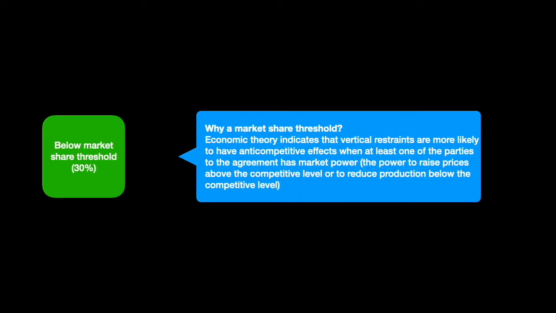Okay, so why do we have this market share threshold? Well, mostly because economic theory indicates that vertical restraints will be more likely to have anti-competitive effects when at least one of the parties to the agreement, either the buyer or the seller, has market power, that is to say, the power to raise prices above the competitive level or to reduce production below the competitive level.